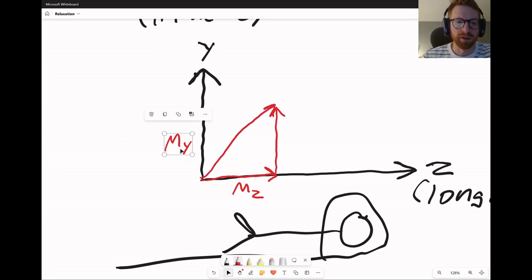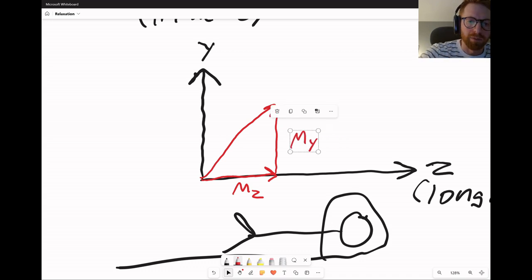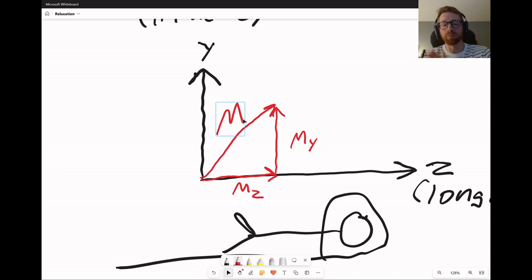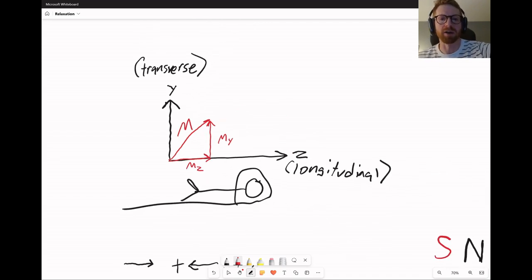So what you're going to end up with is this vector. In other words, you can take any oblique vector and you can decompose it into longitudinal and transverse components. You're going to see this become important in the world of MRI physics. So, just a quick primer on vectors.